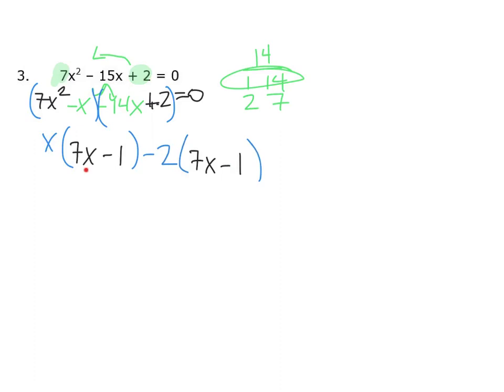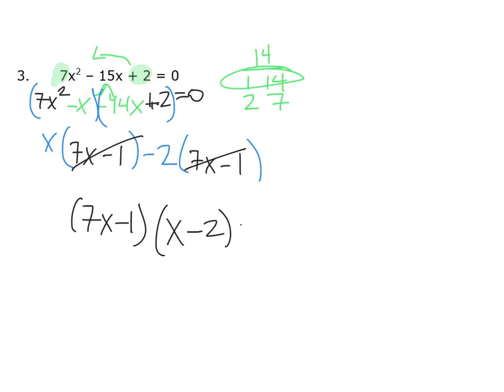Once again, I'm going to take a quick check, make sure we're on the right track. I have a 7x minus 1, 7x minus 1. They're both inside those binomials, so we are on the right track. So I have 7x minus 1. Those are gone. And then I also have the x minus 2. This is still equal to 0.